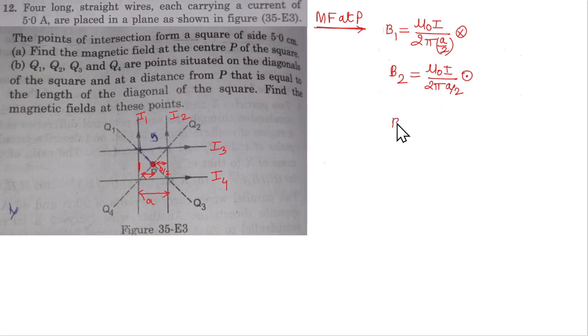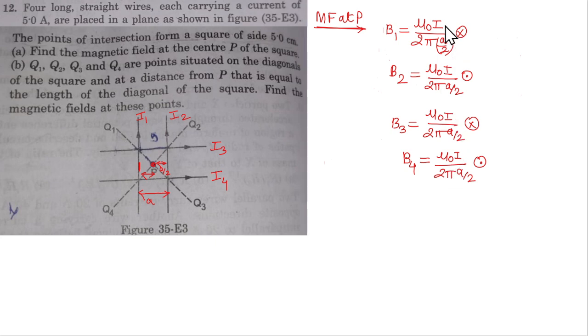Same as it is, B3 is again equal to mu naught I, same magnitude, divided by 2 pi into A by 2. We can find it due to I3 also, and the direction is into the plane. Again you can use the right hand thumb rule to find the direction due to I3 at point P. Similarly, the magnetic field B4 due to I4 will be equal to mu naught I divided by 2 pi into A by 2, and this direction is outward to the plane.